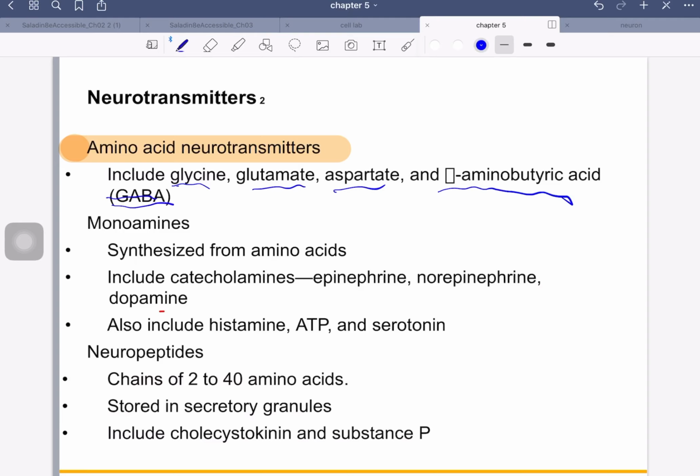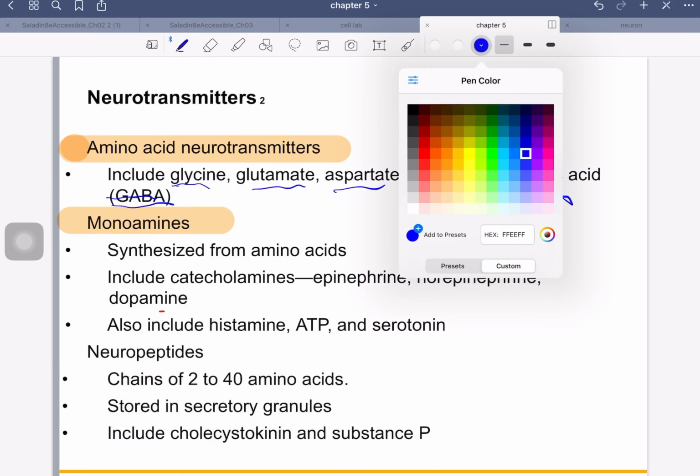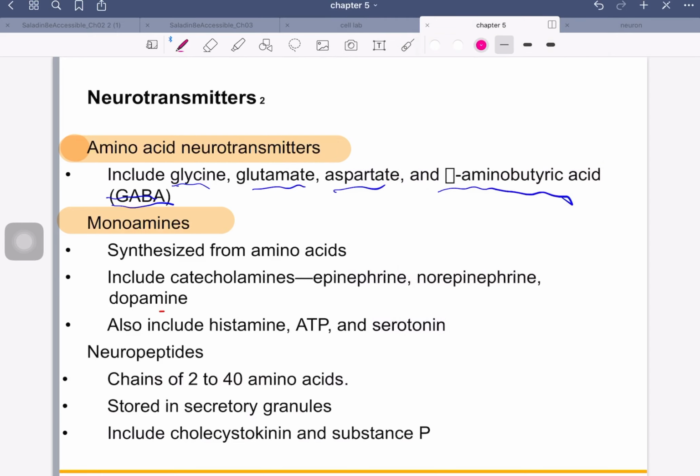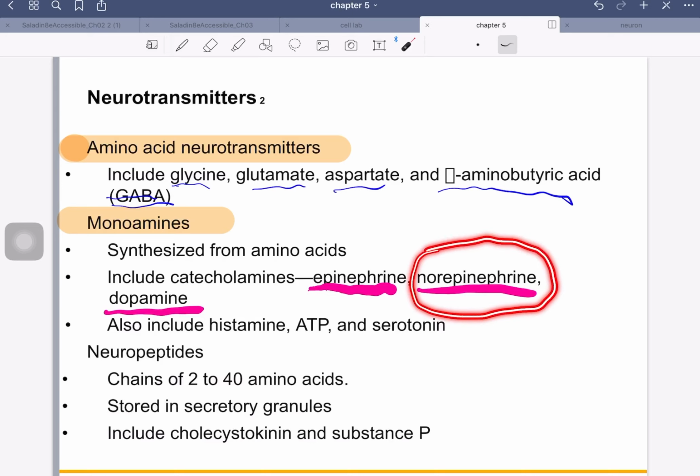All right, next group would be the monoamines. And the monoamines are made from amino acids. And some of the major ones within this group are epinephrine, norepinephrine, and dopamine. Now, just a little side note that epinephrine is also known as adrenaline, and norepinephrine is also known as noradrenaline. Histamine, ATP, and serotonin can actually fall within these groups.